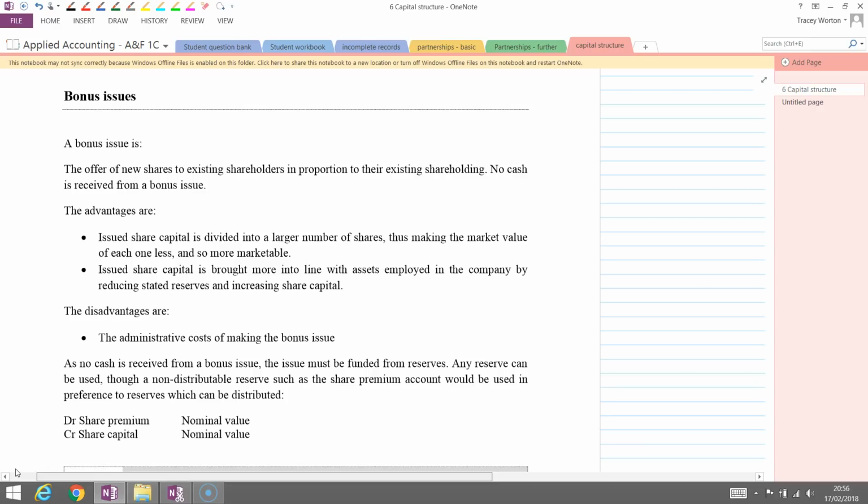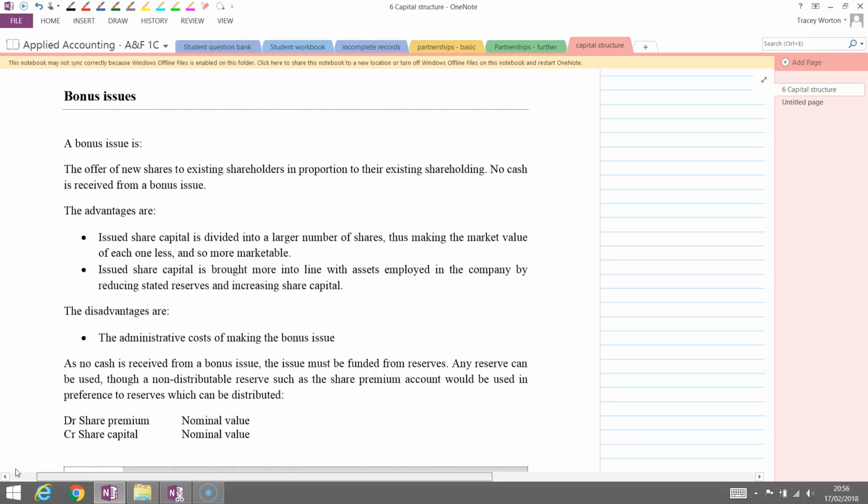So the advantages are issued share capital is divided into a larger number of shares, making the market value of each one slightly less, and so hopefully more marketable, more people will want to buy them, and hopefully it will end up actually bringing the price up in the near future on the market. The issued share capital is brought more in line with the assets employed in the company by reducing stated reserves and increasing the share capital.